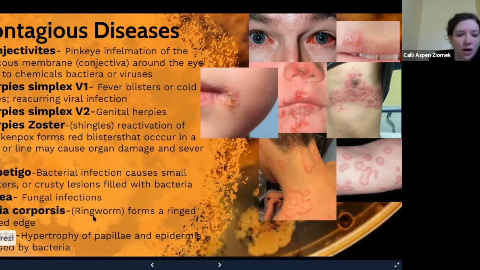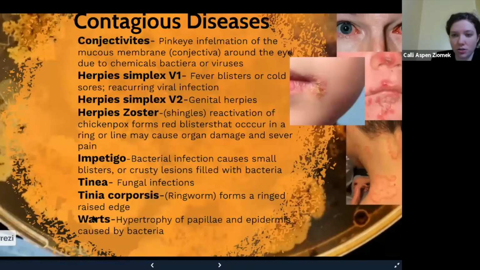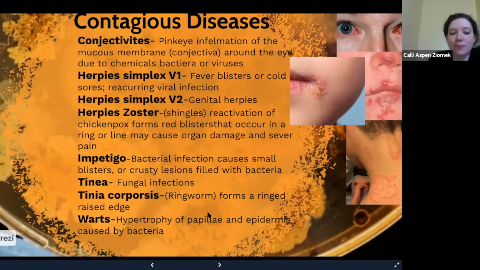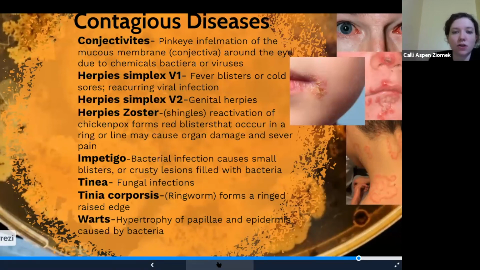Then you have your warts, which you all know what warts look like, which is the hypertrophy of papilla and the epidermis caused by bacteria. So warts are also very, very contagious.